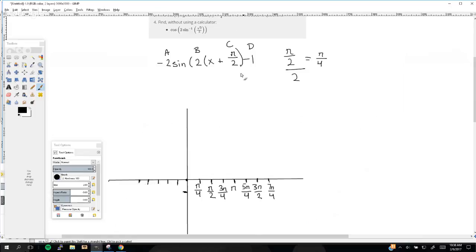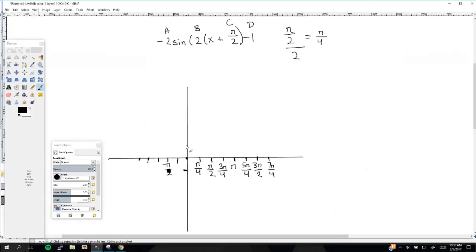So the left by pi over 2 and then down 1, right there. And then it is stretched by 2. I always have a hard time with that. I always have to think about it. Okay, so it will go in between 1 and -3.